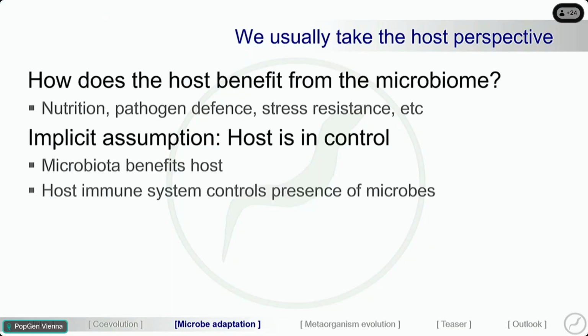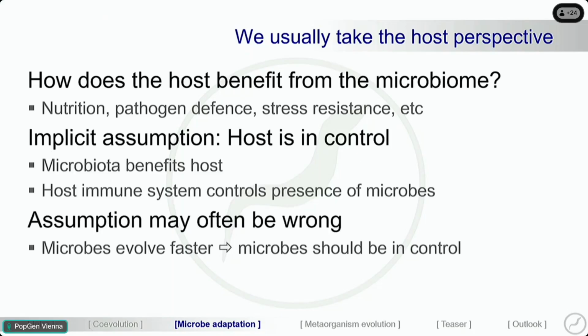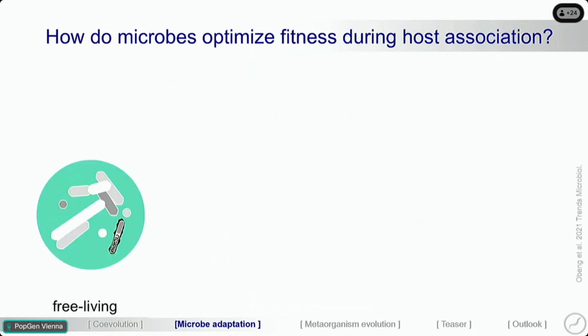Yeah, so we make the implicit assumption that the host is in control and the microbiota somehow benefit the host, and the host immune system controls presence of microbes. But we may be missing something important because the microbes have a much shorter generation time. They usually show a much higher evolutionary potential, so they should actually be in control of us. And this has not really been studied a lot. And this is where we thought we could contribute using experimental evolution.